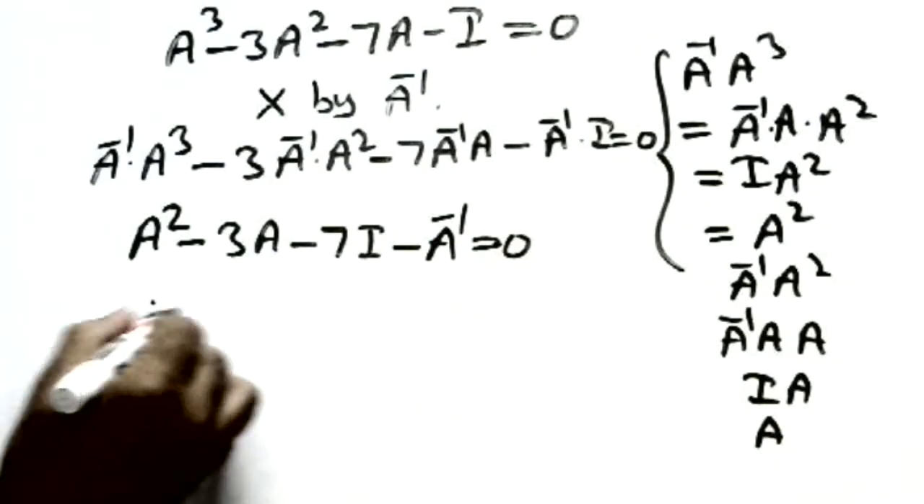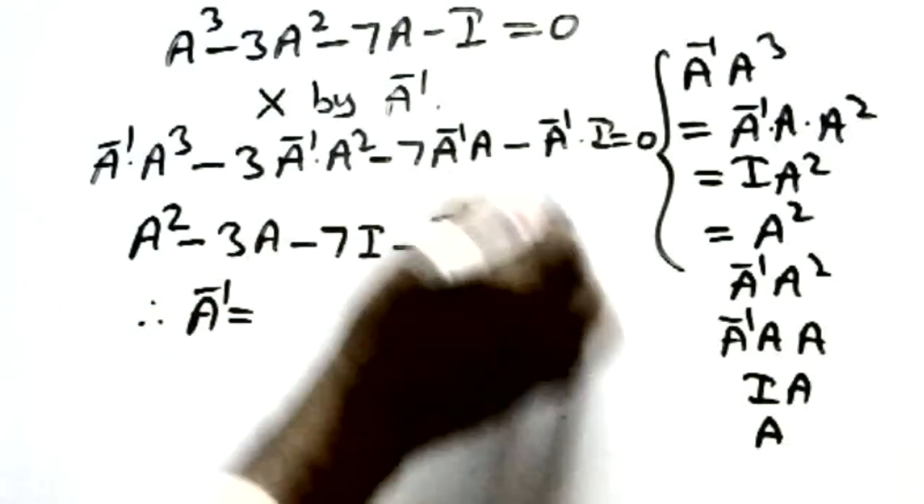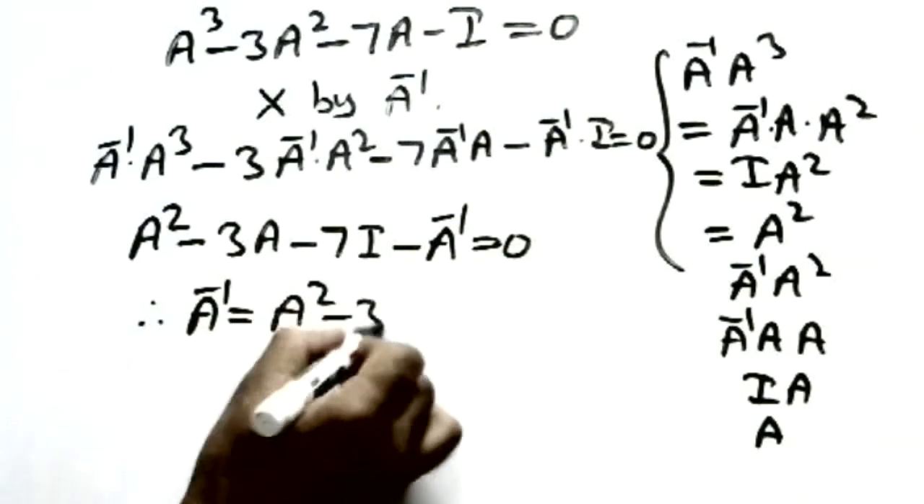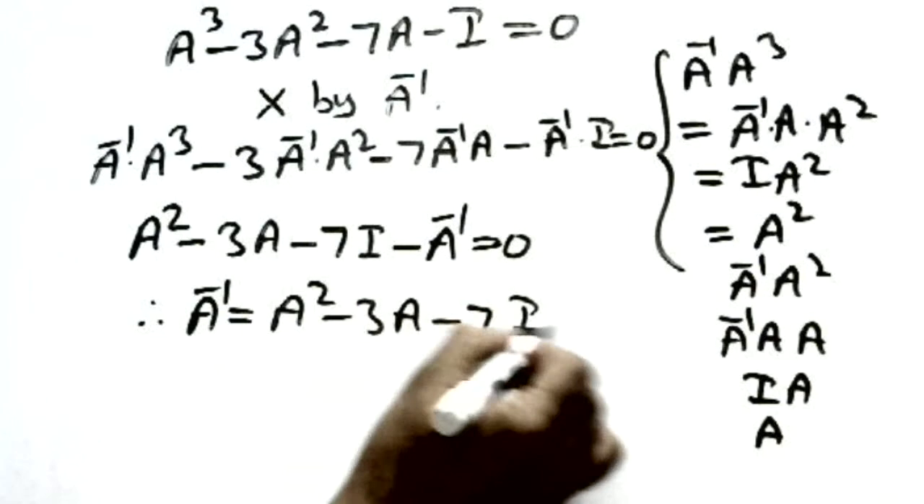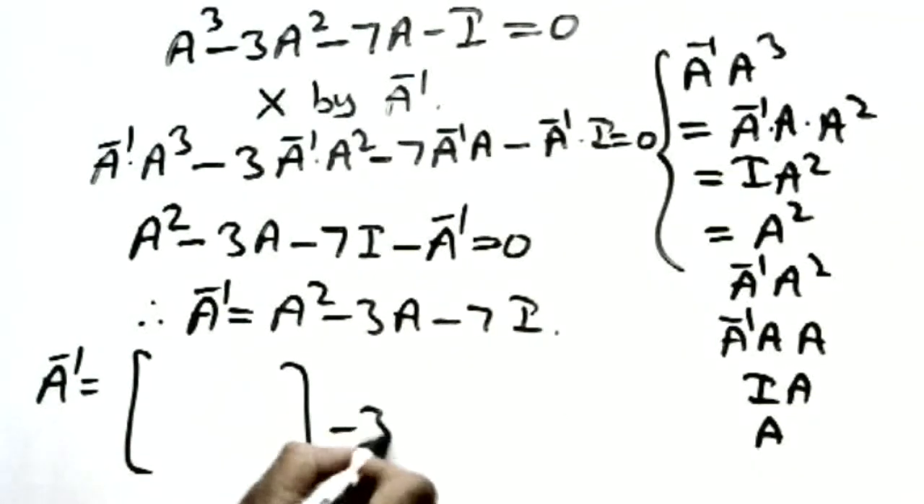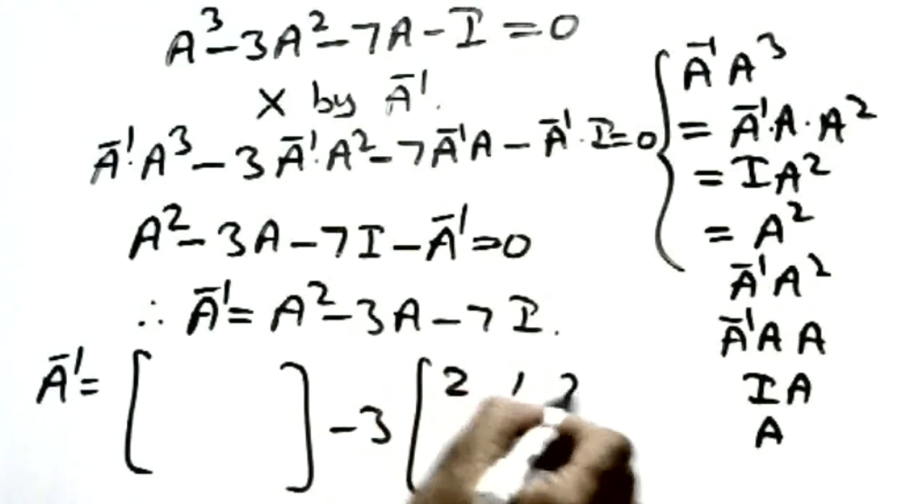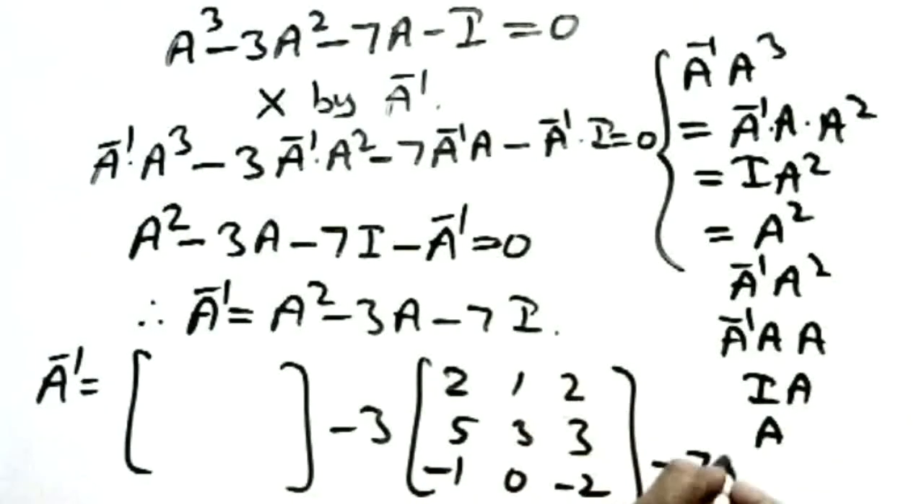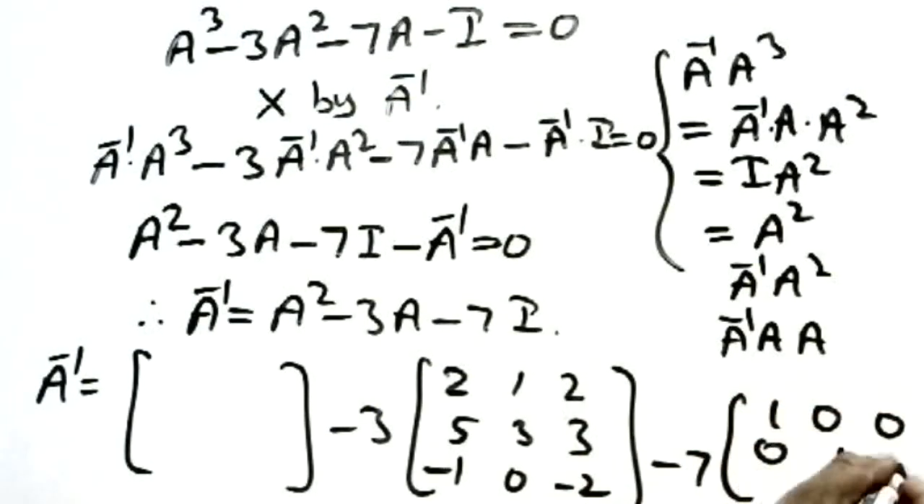Now the next step is bring A inverse here. Therefore A inverse equals, I brought this minus inverse here, it will be plus. What's left here? A square minus 3A minus 7I. So A inverse equals, let me write these values: minus 3 into A. A is 2 1 2, 5 3 3, minus 10 minus 2 minus 7 into I. The value of I is 1 0 0, 0 1 0, 0 0 1. Now I just substitute.